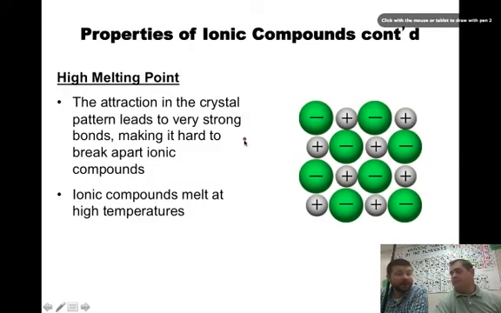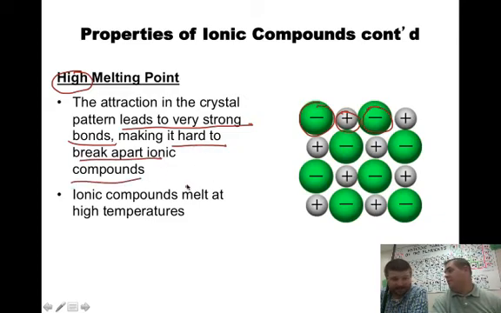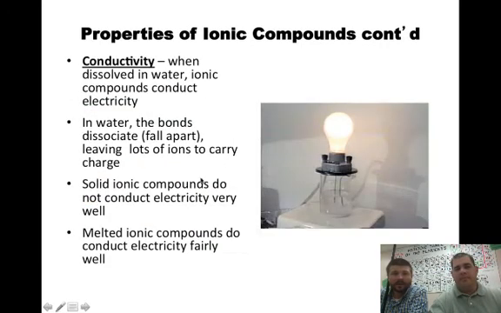And properties? Yeah, well, because of that crystal pattern, they have a high melting point. So it's not easy to break apart these atoms that are very, very close to each other. So that crystal pattern leads to very strong bonds, making it hard to break apart ionic compounds. So it takes a lot of high temperatures to break these bonds. Make them melt, right? Okay.